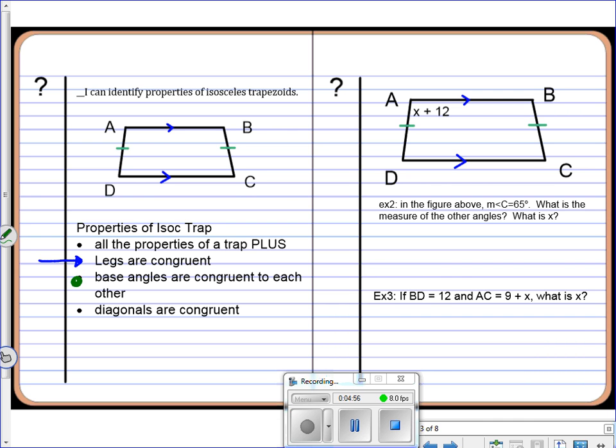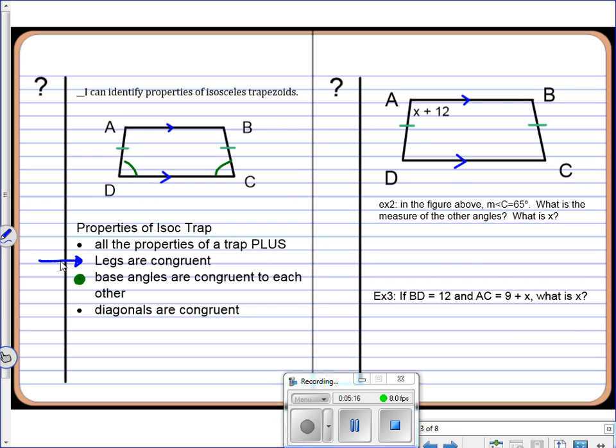that are different than just everyday trapezoids. First of all, the base angles, and we'll talk about what those are, they're congruent to each other, okay? And the diagonals become congruent, just like a rectangle does, okay? So let's take a look at base angles are congruent. What that means is that this angle here and this angle here are going to be congruent to each other.